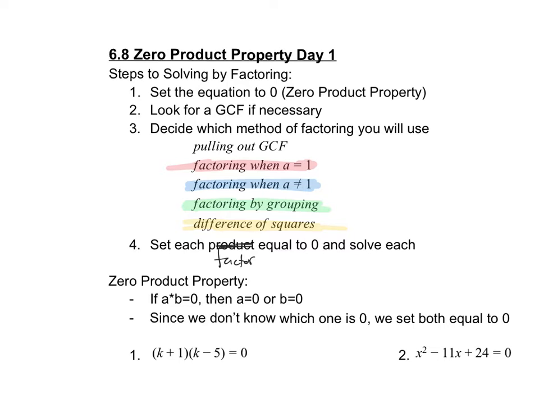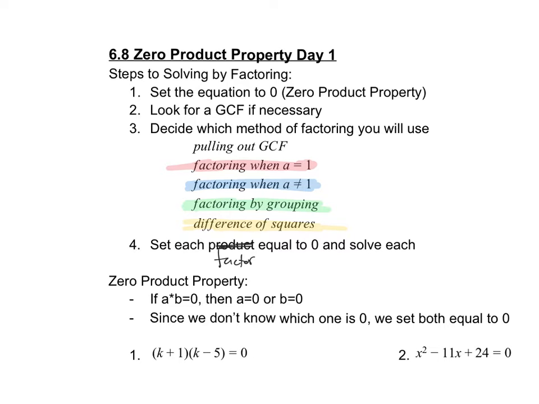So the zero product property states that if you have 2 things that are being multiplied together and your product is 0, so in this case if a times b is going to equal 0, the only way that that is possible is if a equals 0 or b equals 0. So since we don't know which one of them is going to be equal to 0, we're going to set both factors equal to 0. Right? So if you're multiplying 2 things together and your answer is 0, one of those 2 things has to be 0. So you want to set each equal to 0 and figure out which one or what the values of the variable would be to make that factor equal 0.